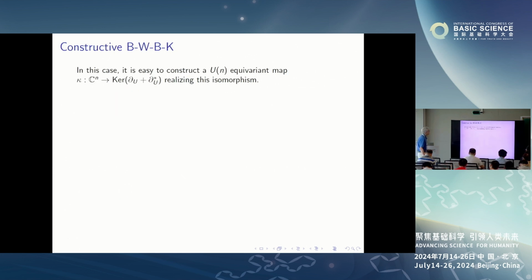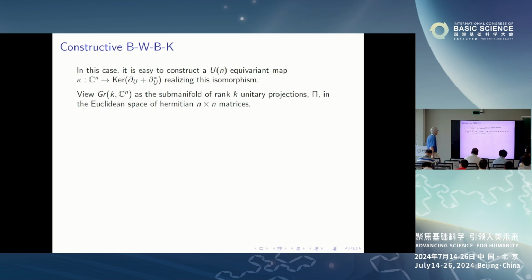And in this case, it's really easy to construct the U(n)-equivariant map that identifies C^n with the kernel of that Dirac operator. So let me go through that. We can view the Grassmannian of k-planes in C^n as just the submanifold of rank k unitary projections in the Euclidean space of all Hermitian n by n matrices. That makes it easy for a Riemannian geometer to understand.